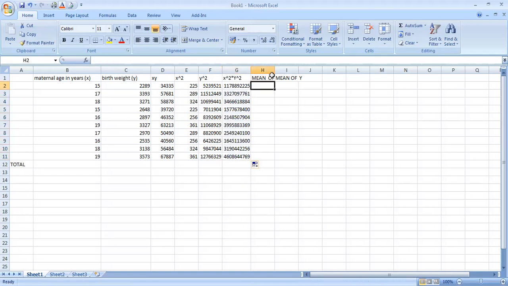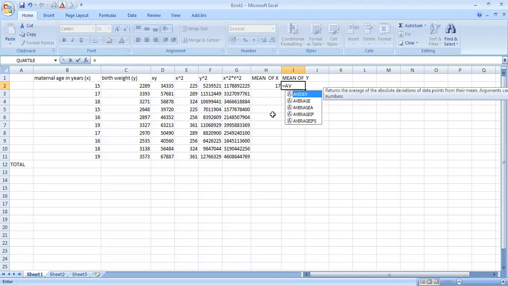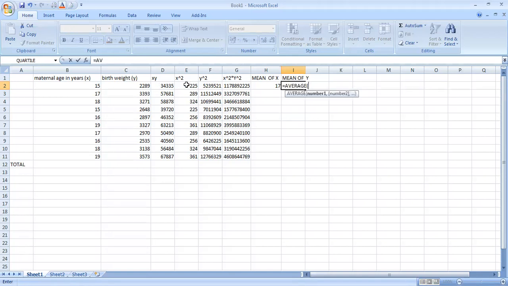And then you find the mean of x. The mean of x is just the average. You say equals average of x. So here is our x. Okay, 17 is our mean. The mean is the same all over, so I can't scroll down. And the mean of y is equals average of y. Okay, that's our mean.